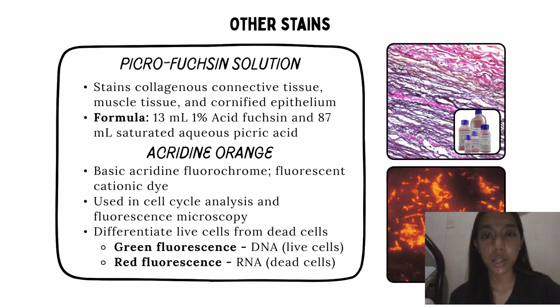Fourth is acridine orange, which is a fluorescent cationic dye commonly used to differentiate between live and dead cells. It gives green fluorescence for DNA in live cells and red fluorescence for RNA in dead cells. It is particularly useful for cell cycle analysis and fluorescence microscopy, and it is also valuable for distinguishing cellular viability.